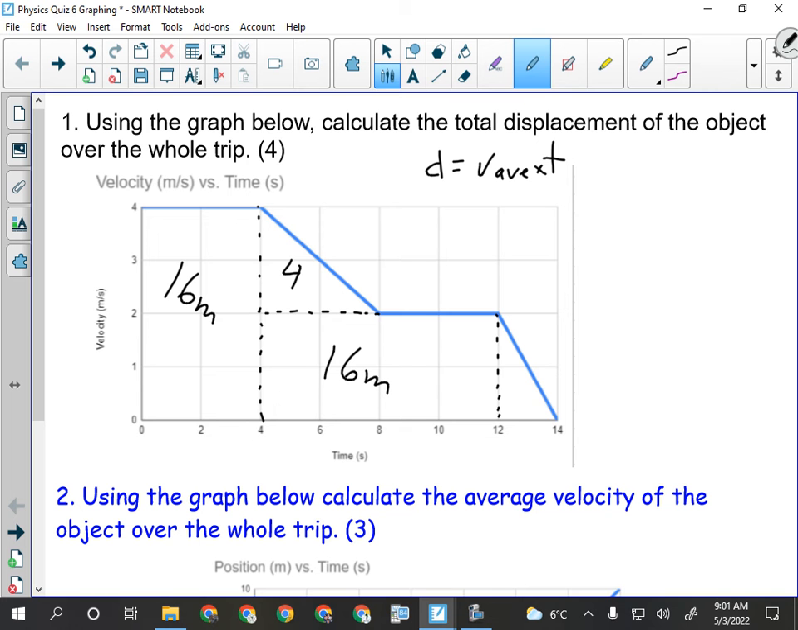And that's all we're doing. We're looking at the height. The velocity in here changes from 2 to 4. The height of that triangle is 2. The base of that triangle is 4 seconds. 2 times 4 over 2. Everybody all right with that?